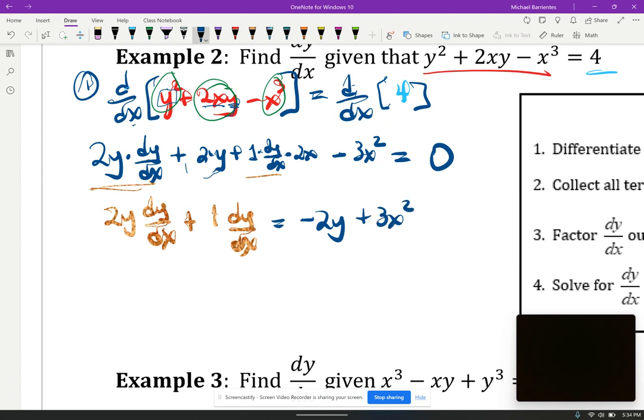So you can write it in this format, or you can switch them and write 3x squared minus 2y. But these are the ones that need to go to the other side because they do not have a dy dx. So let me change this to this color. Minus 2y plus 3x squared. Great. I've separated my terms into the ones that have a dy dx on the left side, the ones that don't have a dy dx on the right side.